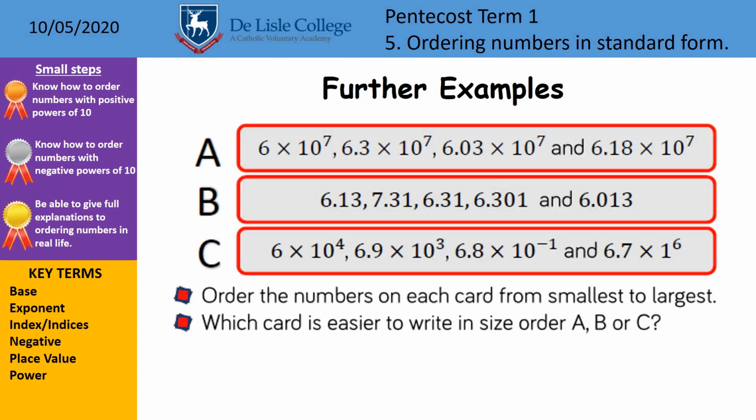Okay, so on our next slide we have some further examples. Put the numbers on each card in order from smallest to largest. You might need to write them out as they are and then put them in order. And then think about which card is easier to write in size order, A, B, or C, and try to give an explanation as to why. Pause the video while you do this.